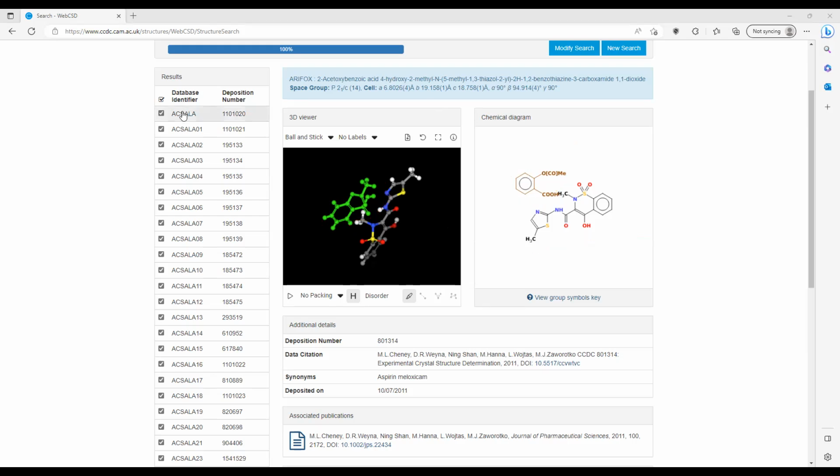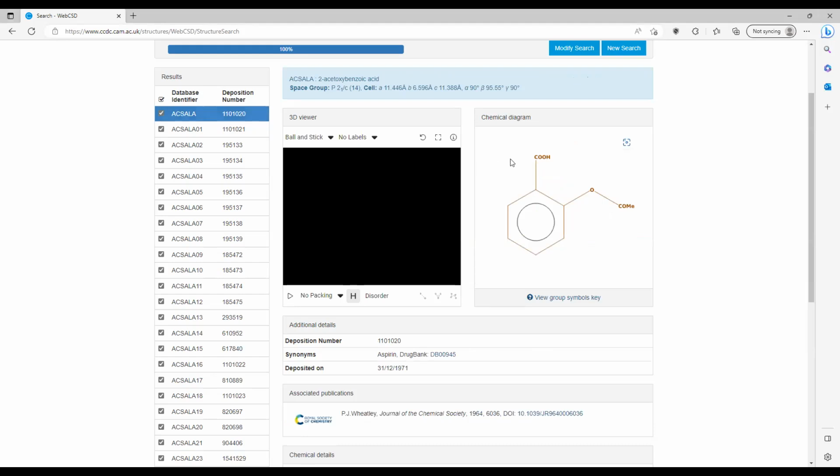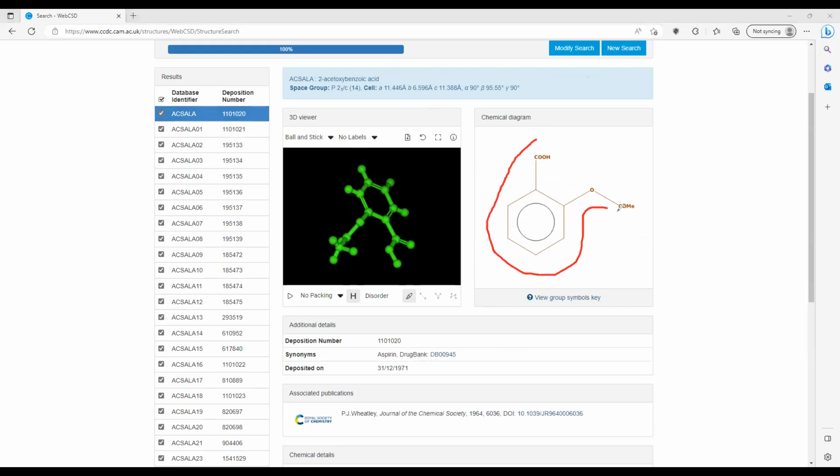So if I click on this one again, it only contains our compound because that's the only thing highlighted in the chemical diagram. Secondly, in the 3D viewer, it's highlighted as a green color. So if you only see this, then it counts as a crystal structure of only acetylsalicylic acid.